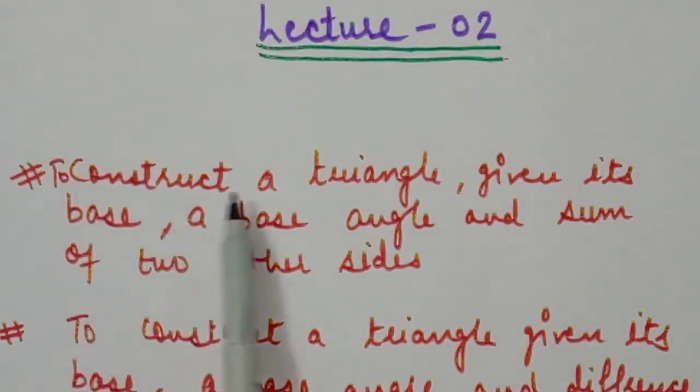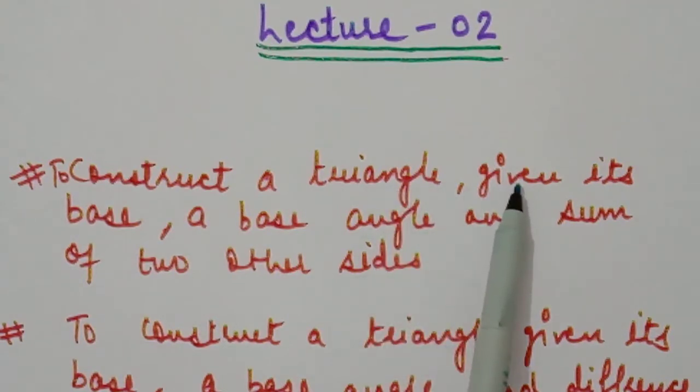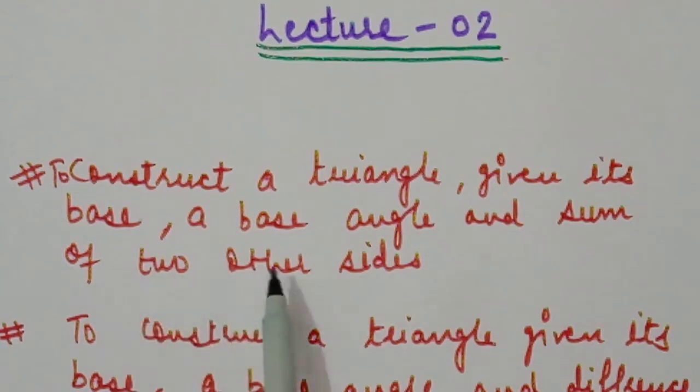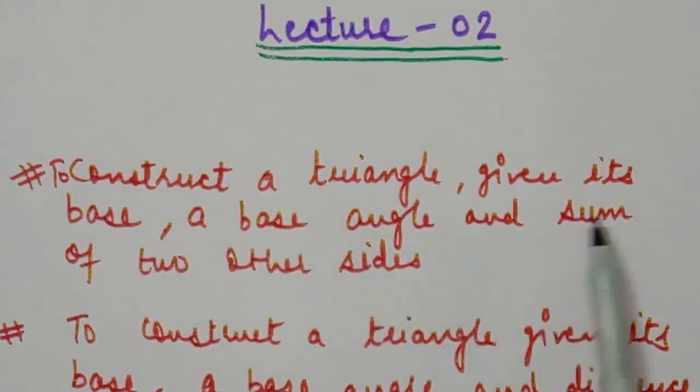how to construct a triangle if its base, a base angle, and the sum of the other two sides are given. It means we will learn how we will draw a triangle if one base angle and the sum of the other two sides are given.